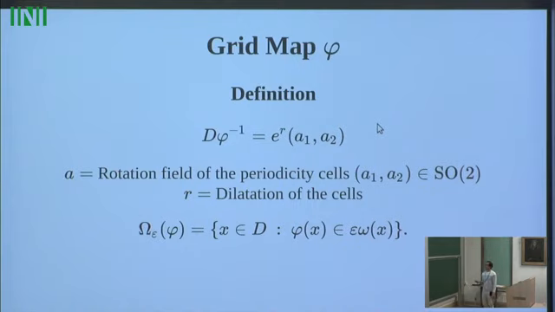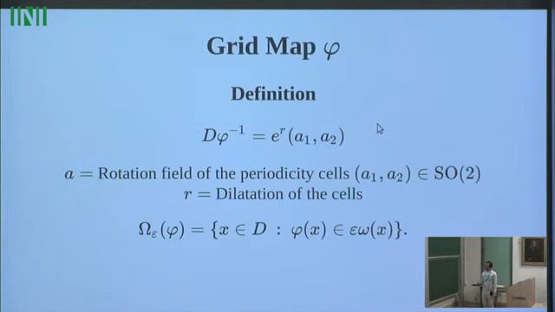we have to find R and phi such that the gradient of phi to the minus 1 is proportional to A1, A2, and we express this as saying that it should be equal to the exponential of R times A1, A2 of phi. So R here stands for the dilatation of the cells. The bigger R is, the bigger our cells will be, and the smaller it is, the smaller our cells will be in the domain D.